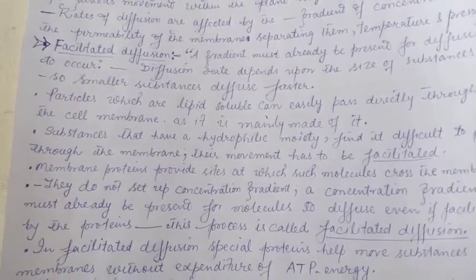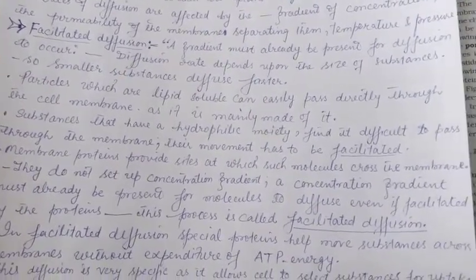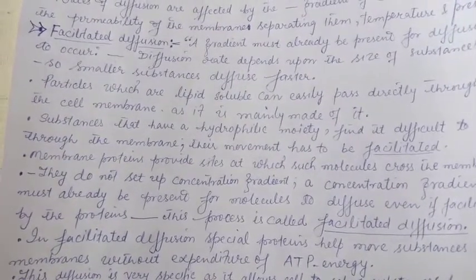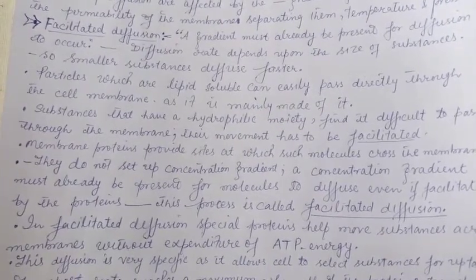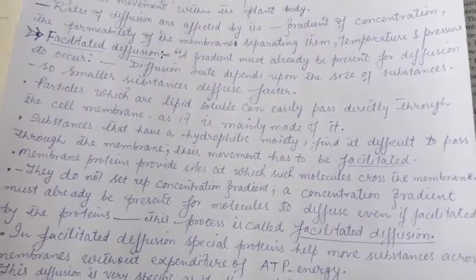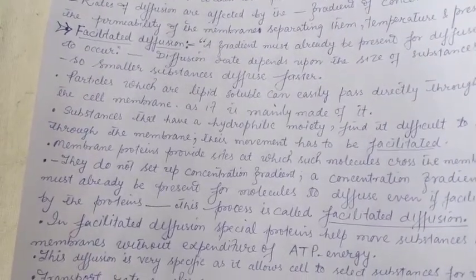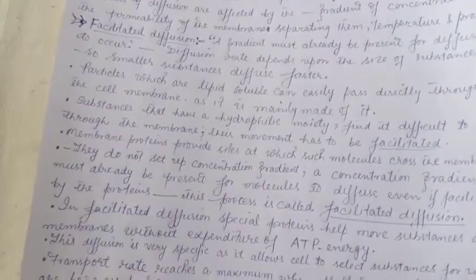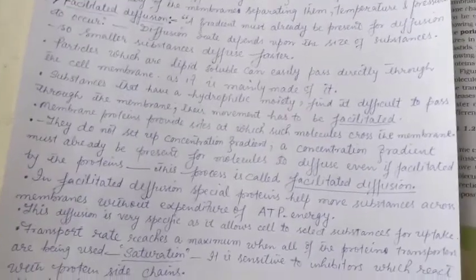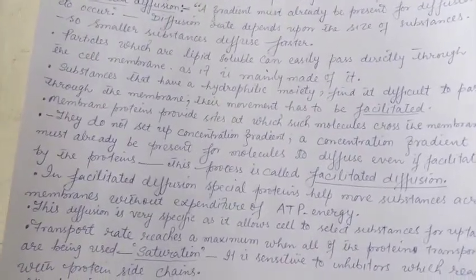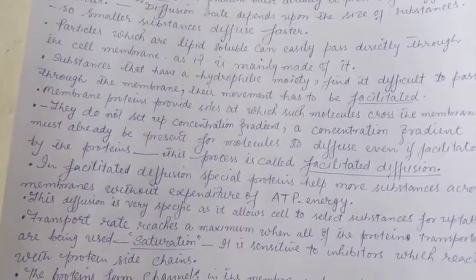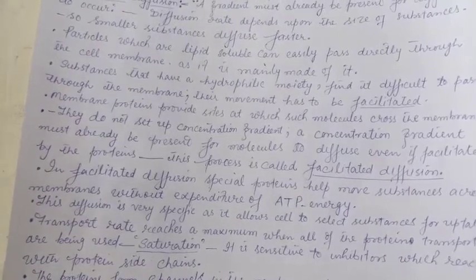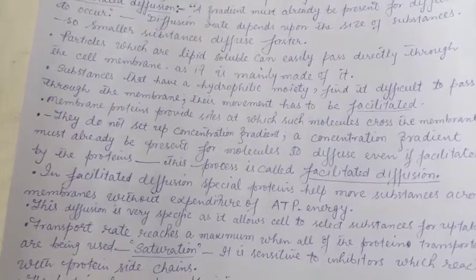The membrane proteins provide sites at which such molecules cross the membrane, and they do not set up a concentration gradient. A concentration gradient must already be present for the molecules to diffuse, even if facilitated by the proteins. That means there must be a concentration gradient already set up so that the molecules can move. The membrane proteins provide the sites so that the molecules are carried over the membrane, and this process is called facilitated diffusion.